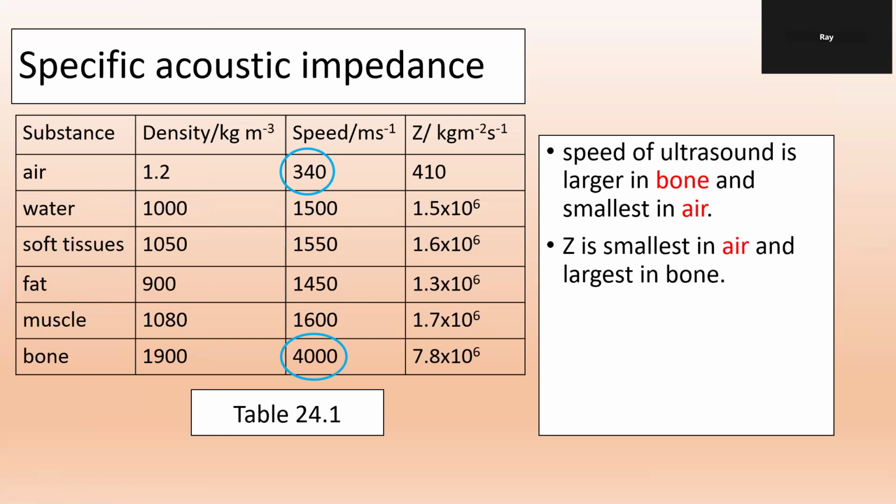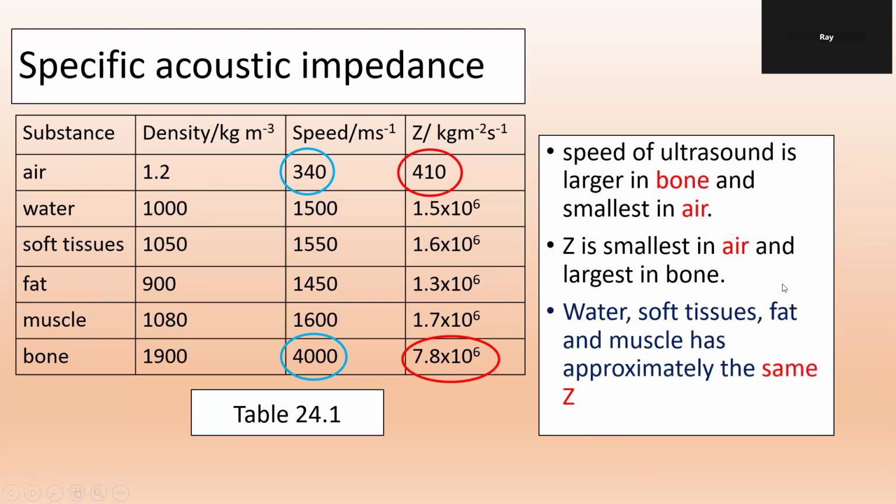Z is largest in air. Sorry, Z is smallest in air. That's your Z. Smallest in air and largest in bone. For water, soft tissue, fat, and muscle, they are almost quite similar, with approximately the same Z.